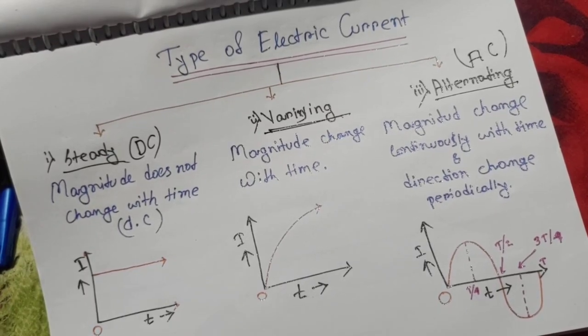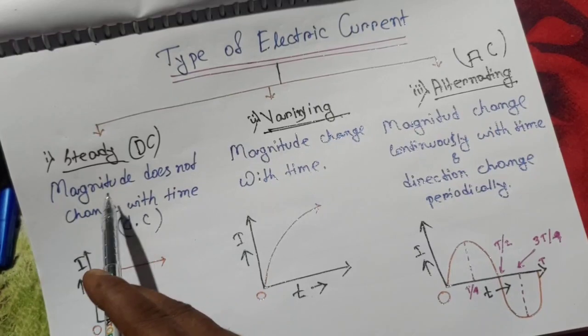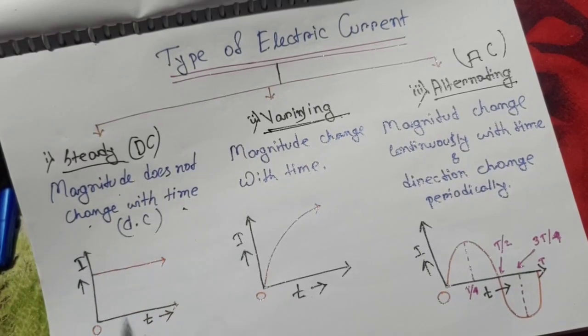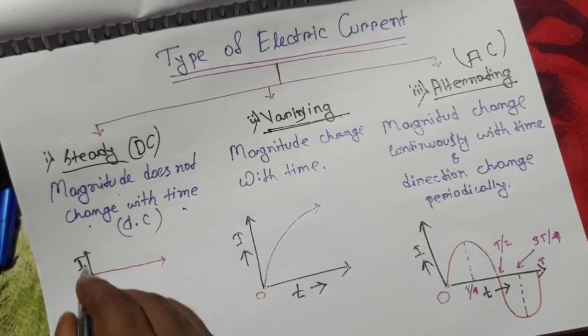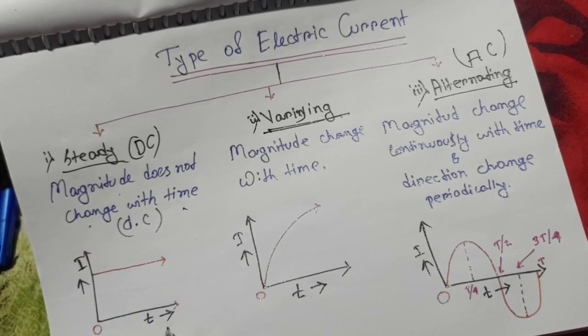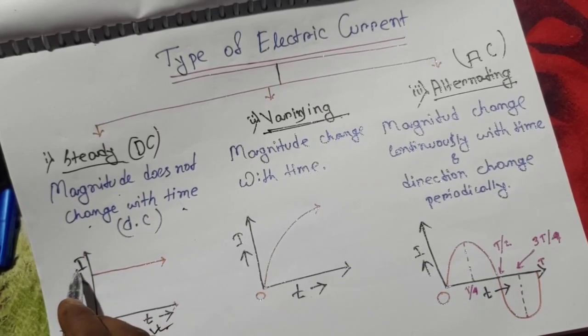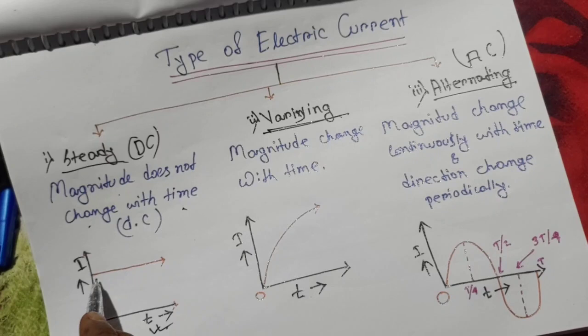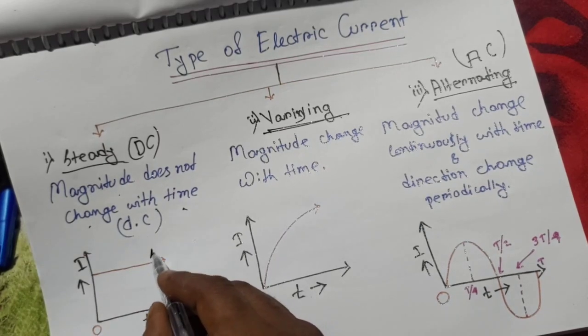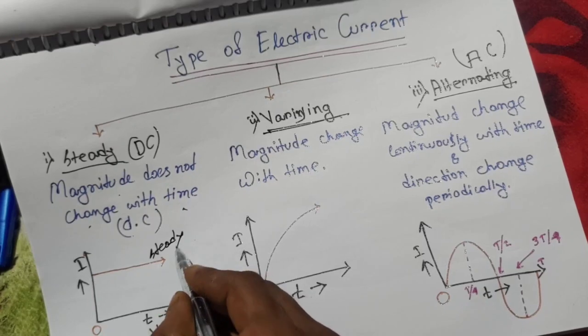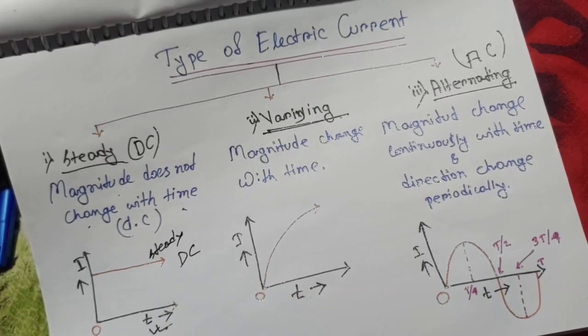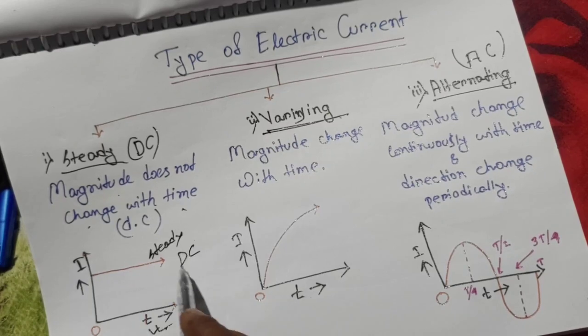Okay, so in DC or steady state current, the magnitude does not change with time. The magnitude of current does not change with time. Here we have x as time t and y as current I. Okay, here you can see the graph of steady current. This one is steady or DC current. There is no change in the magnitude of this current. So this one is steady or DC current.